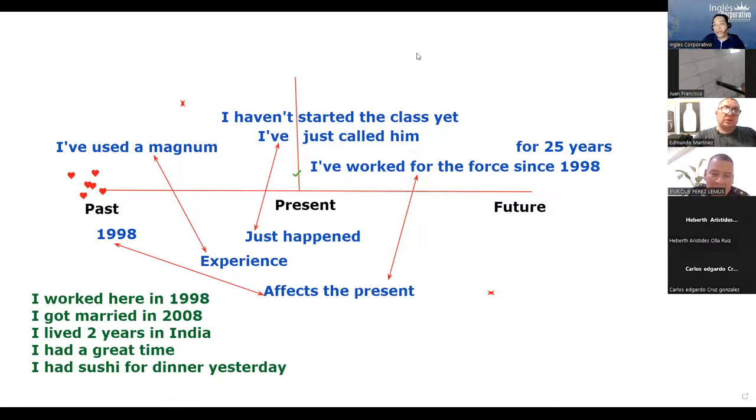I called him an hour ago. I called him yesterday. I worked for the force. Ya no puedo usar el since. I worked for the force. Yo trabajé para la fuerza. Okay. Bien, puedo decir, I worked for the force for 25 years. Okay. Yo trabajé para la fuerza por 25 años.